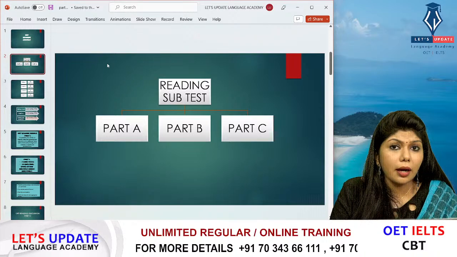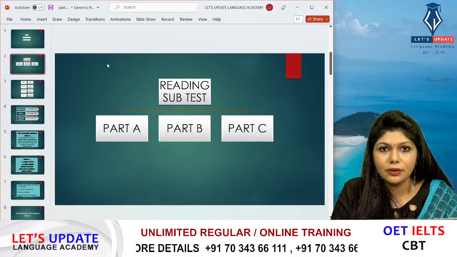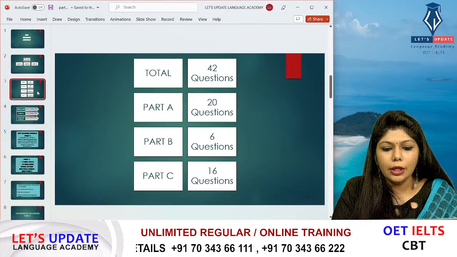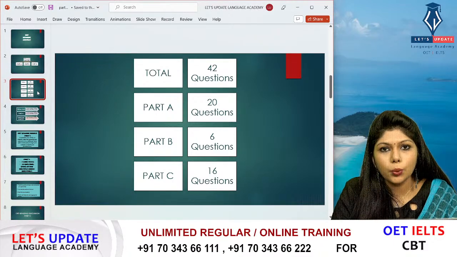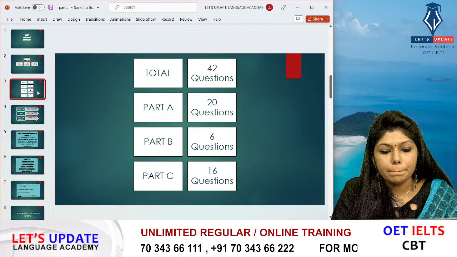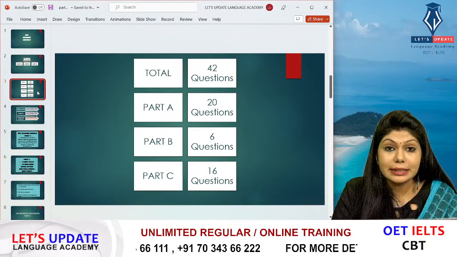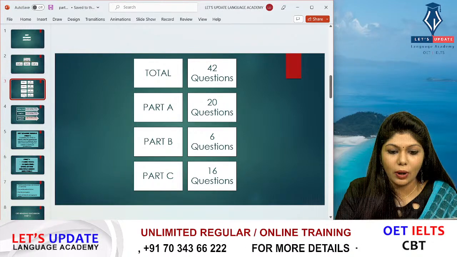There are basically three parts, that is part A, B and C. It is divided into three, and you will have a total of 42 questions. You need to solve 20 questions from part A, 6 questions from part B and 16 questions from part C. This is the way the questions are divided.